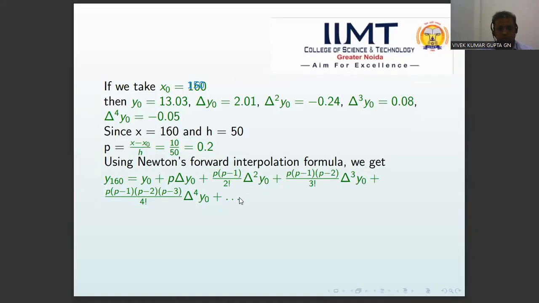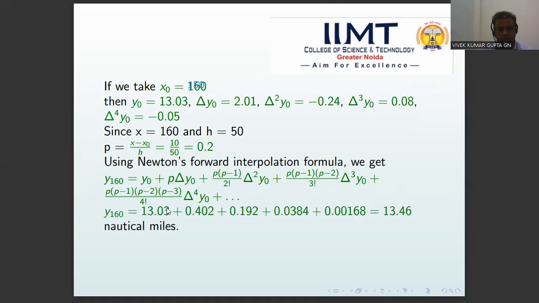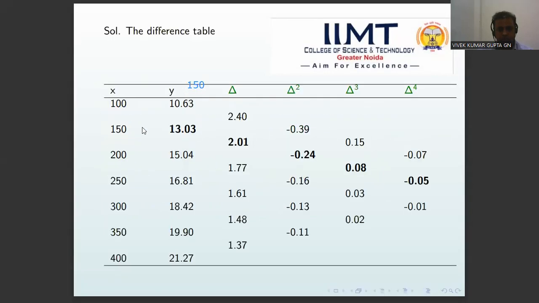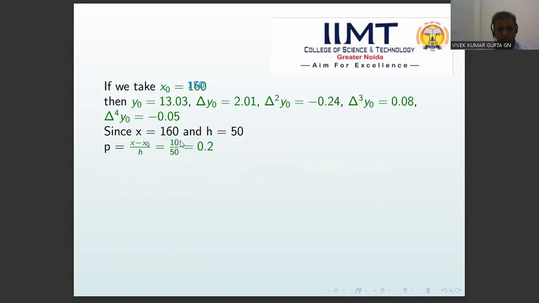Okay, so we have to interpolate the value of y at 160. By using Newton's forward interpolation formula and the difference table, we can put the values of y0, del y0, del square y0, and so on. By substituting those values, we find that y(160) will be 13.46, which is in accordance with the table. We can see that at 150 the value is 13.03 and at 200 it is 15.04. So 13.46 at 160 lies in between the values of the given data.